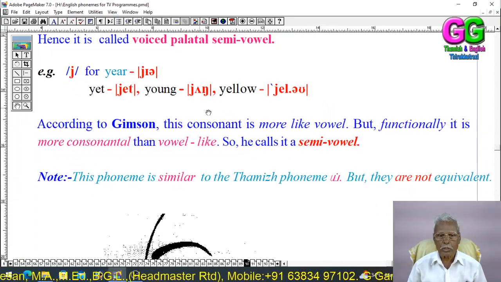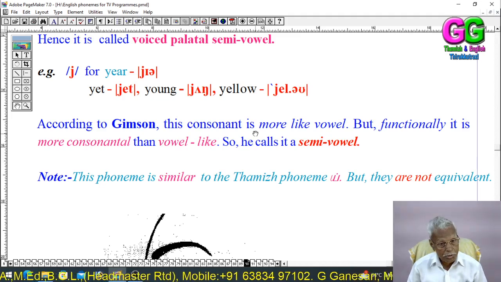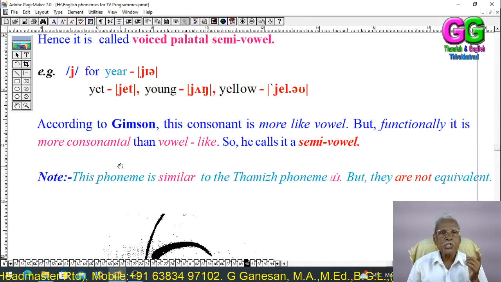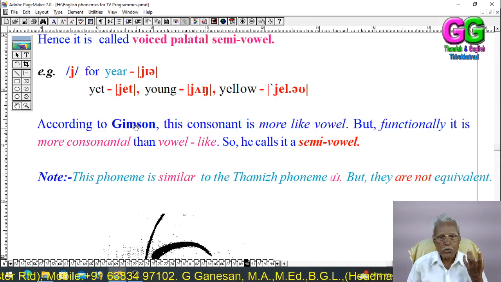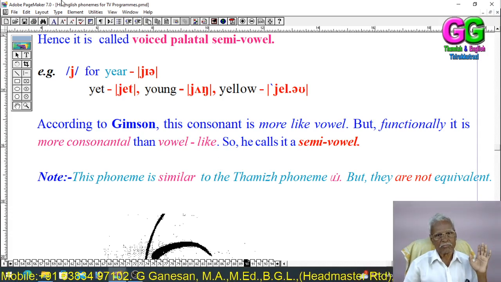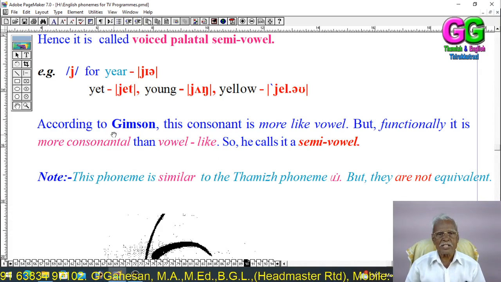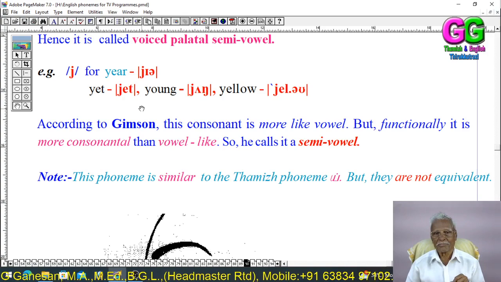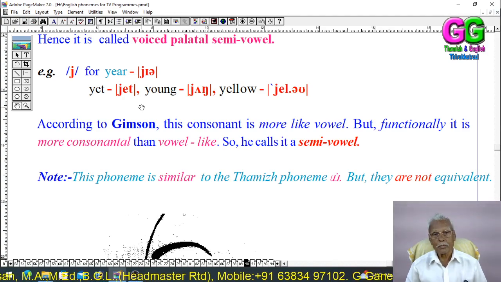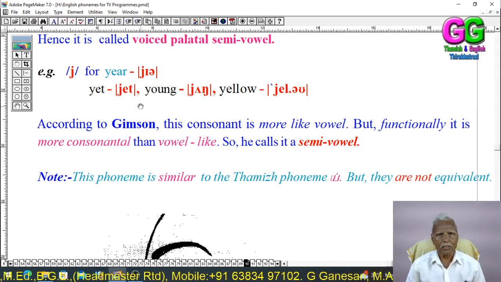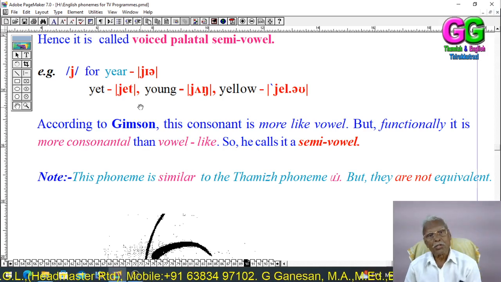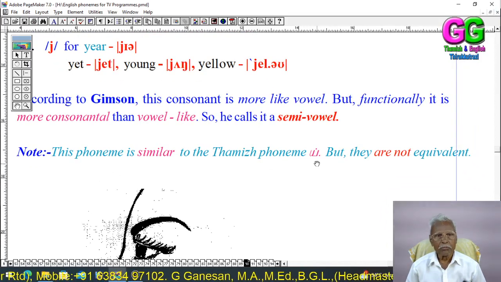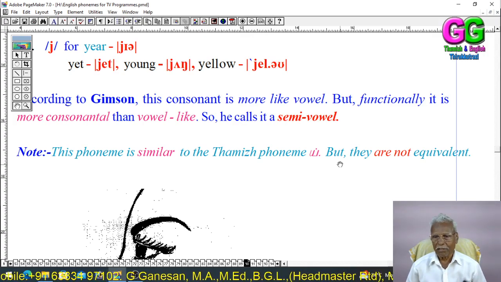According to Jimson, this consonant is more like a vowel, but functionally it is more consonantal than vowel-like. So he calls it a semivowel. See, Jimson feels that the phoneme A looks like a vowel, but by function it is more consonantal than vowel. So he calls it semi-vowel. Note, this phoneme is similar to the Tamil phoneme E, but they are not equivalent.